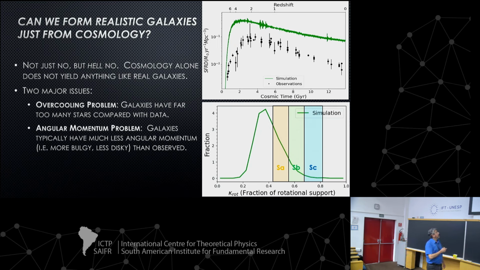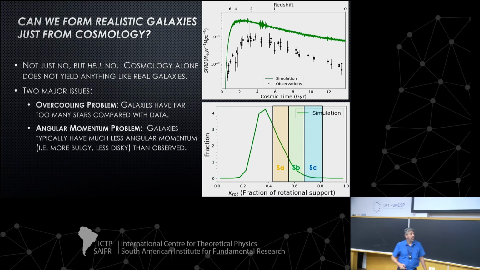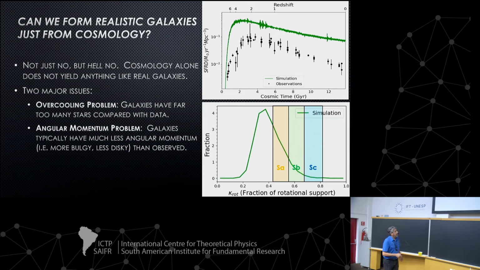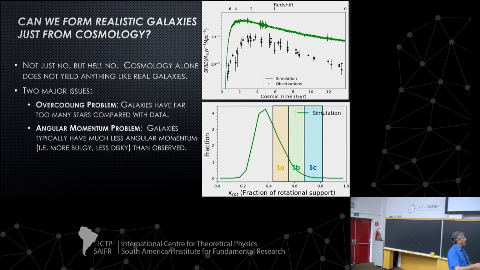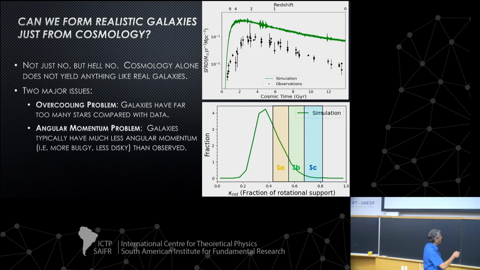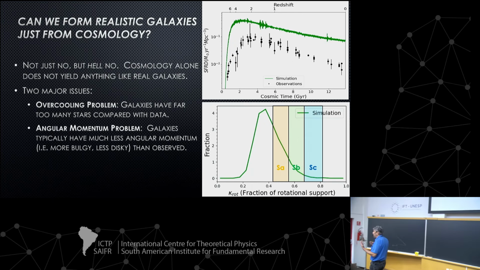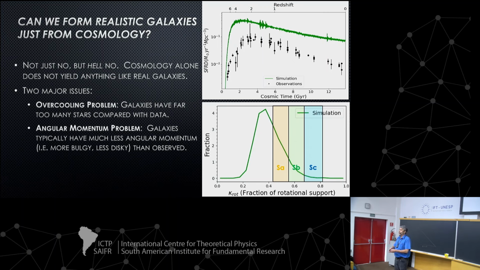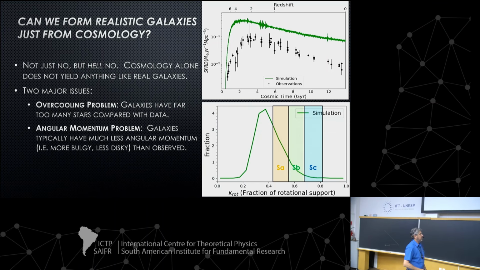The second problem is known as the angular momentum problem, okay? And essentially, that's kind of illustrated in this plot. What this is a histogram of is kappa rot. So what is kappa rot? Kappa rot is the fraction of support coming from rotation. So if you imagine you have a thin disk that's completely rotationally supported, kappa rot would be 1. But if you have a bulge, no disk at all, then kappa rot would be 0, right? It's purely dispersion supported. So these are bulges, pure bulges or ellipticals, and these are disks.